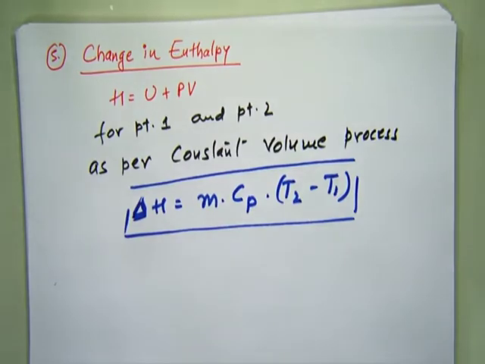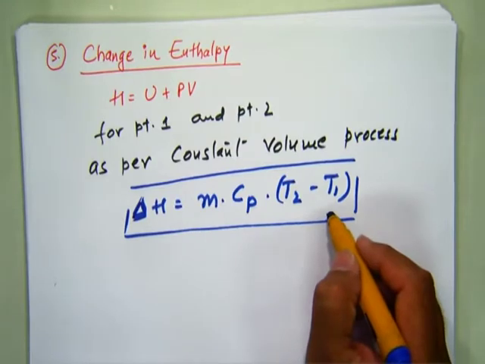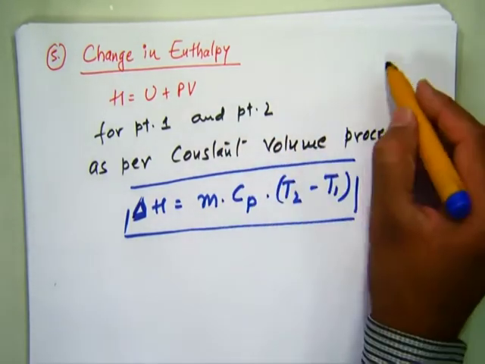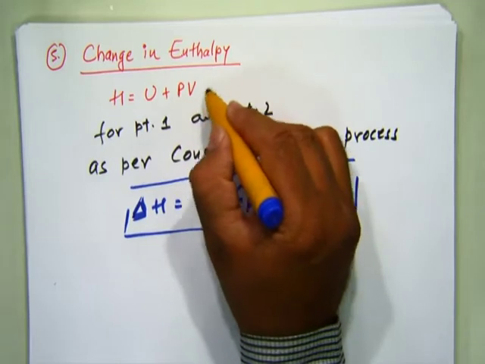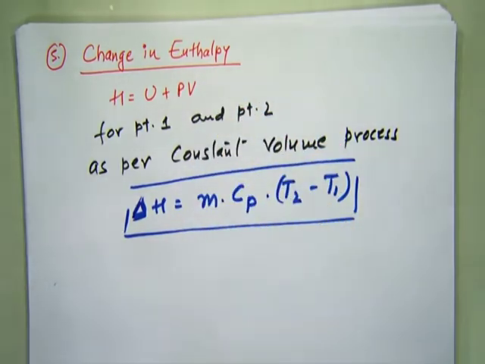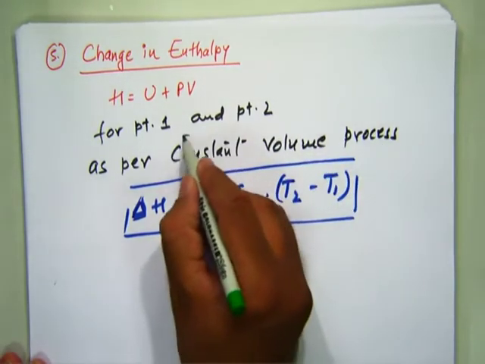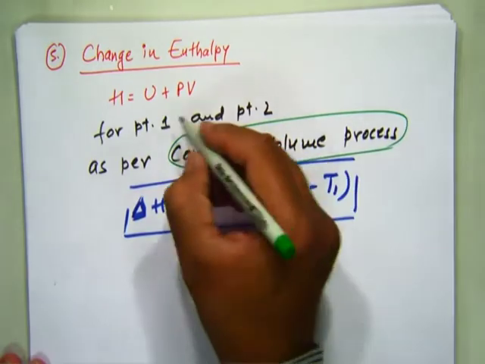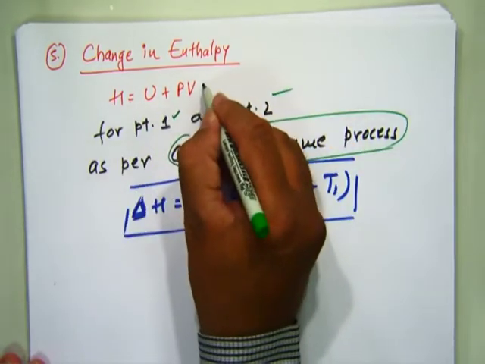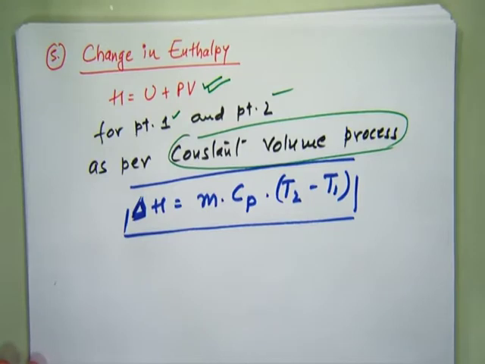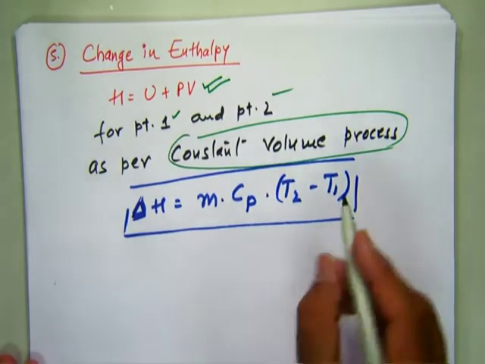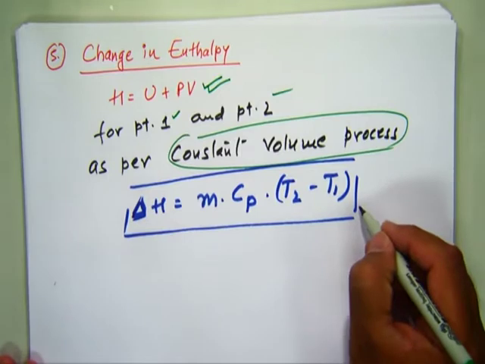The exercise to reach these equations I have not done over here. You can start the way we did in the constant volume process, from point 1 to point 2, using the equation H is equal to U plus PV. You do it on your own and reach this.